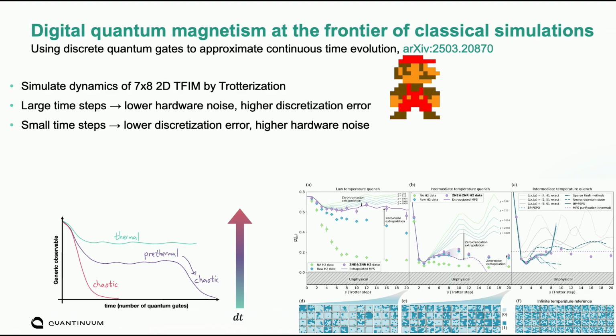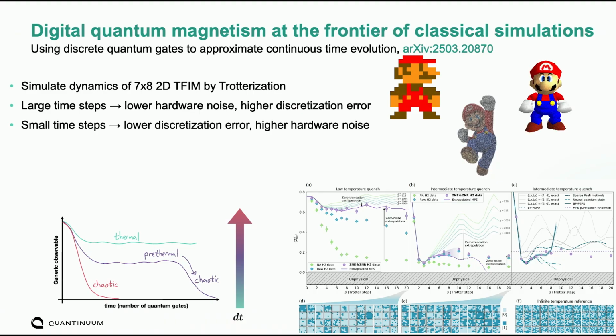And then conversely, if we had really small time steps, the discretization error would be small, but there would be a lot of hardware noise. And so maybe you could imagine that there would be a good image if it weren't so noisy. And so we had to find some kind of middle ground where there's a tolerable amount of hardware noise, but you have a reasonably good resolution.